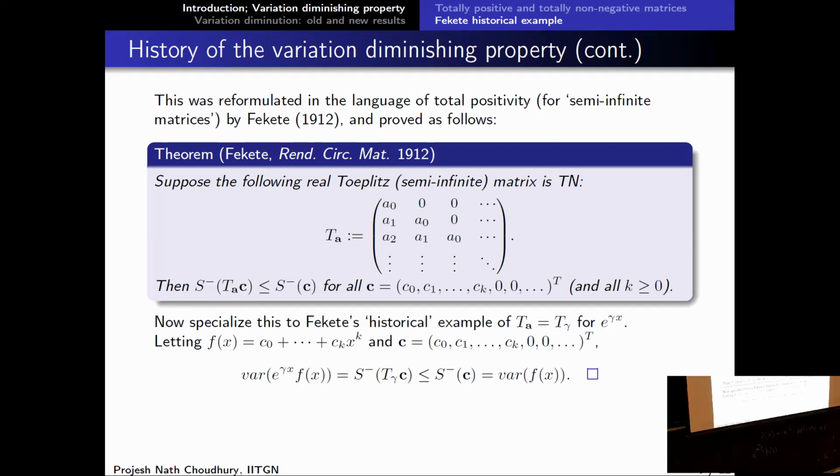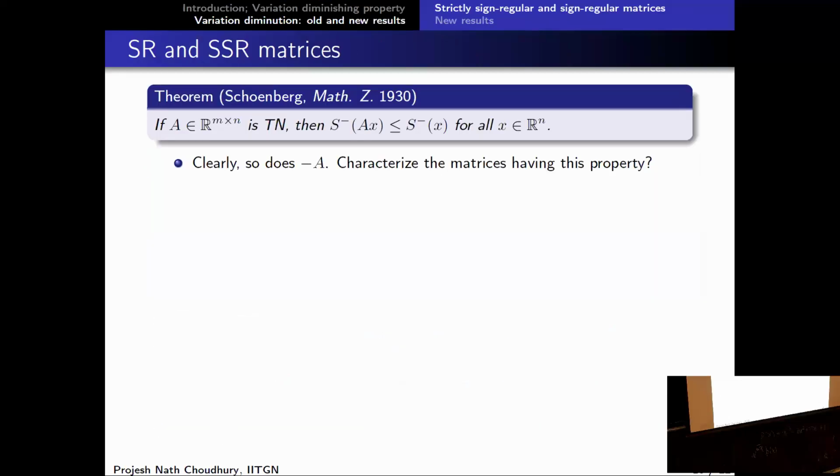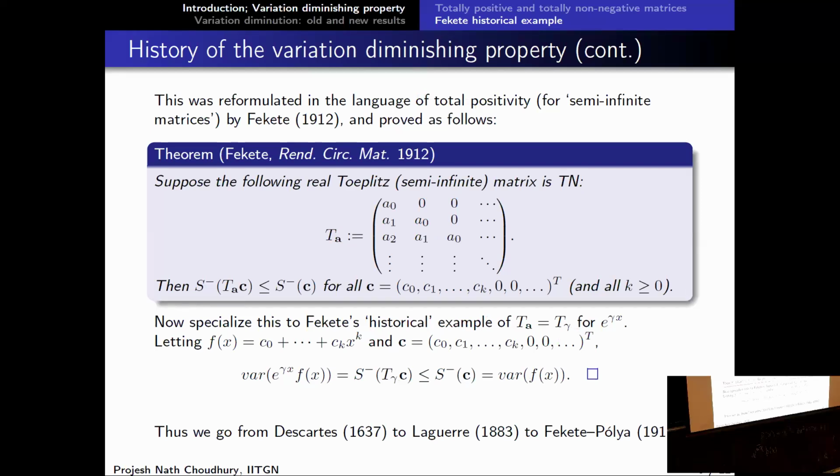So basically, our historical journey goes from Descartes' rule of signs in the 1600s to refinement by Laguerre in the 1880s, then the Fekete–Polya correspondence in 1912. Then Schoenberg came into the picture, and he showed that if we take any m by n totally non-negative matrix, then it satisfies the variation diminishing property, unlike the Fekete case where we were considering only triangular matrices.